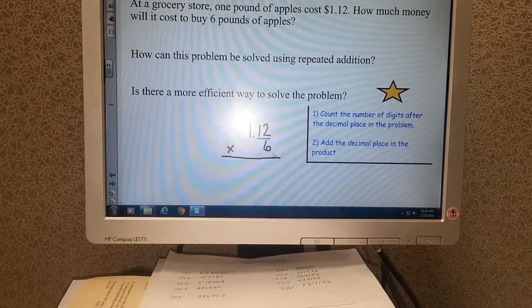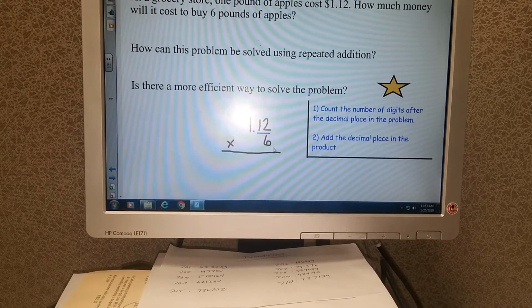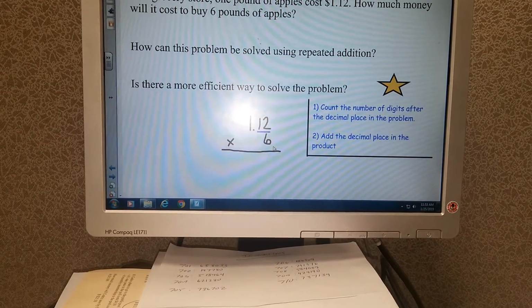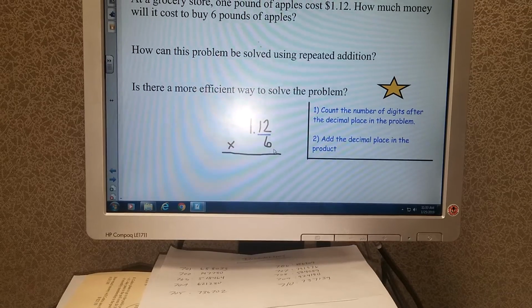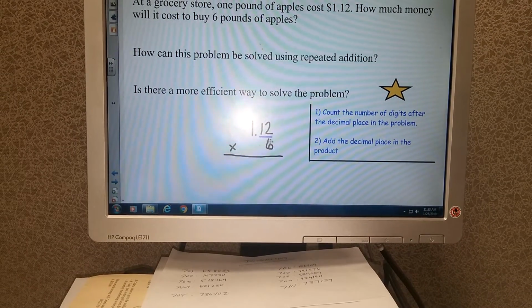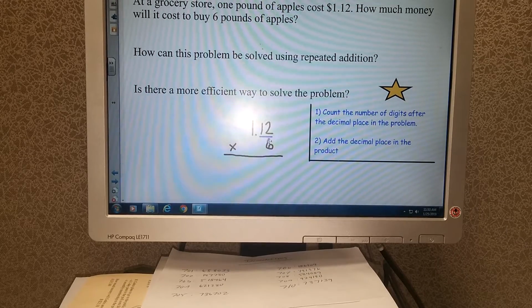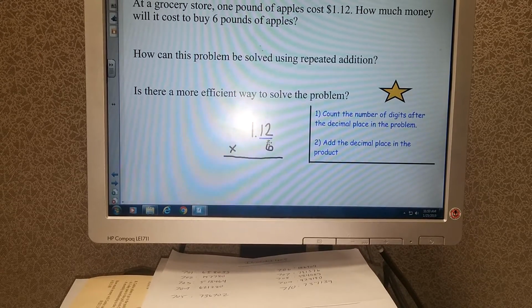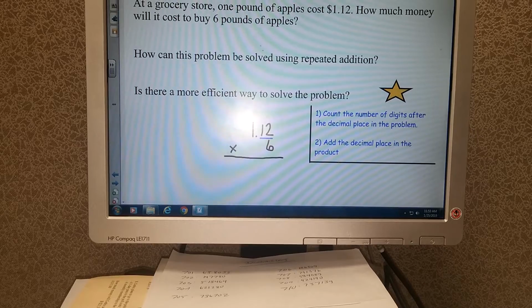Now the first thing I want to think about is, I realize that 1 pound is $1.12, so it's a little bit more than $1 per pound. So my total price, since I'm buying 6 pounds, has got to be more than $6. It's probably going to be somewhere close to 7. So let's work this out.